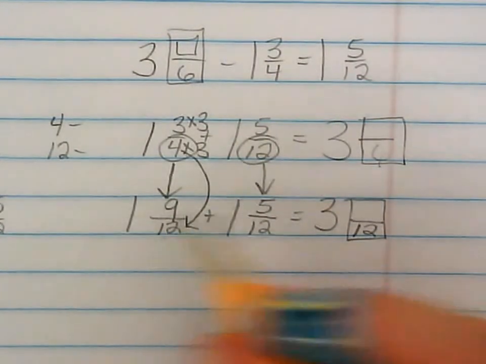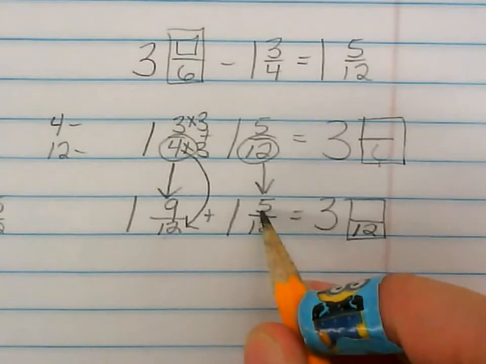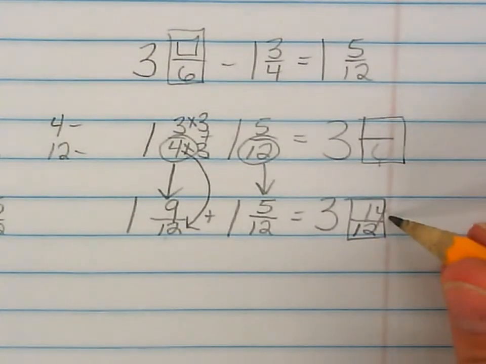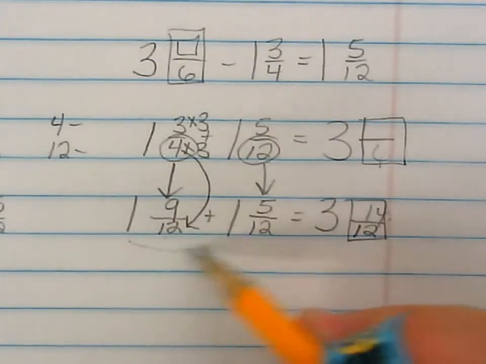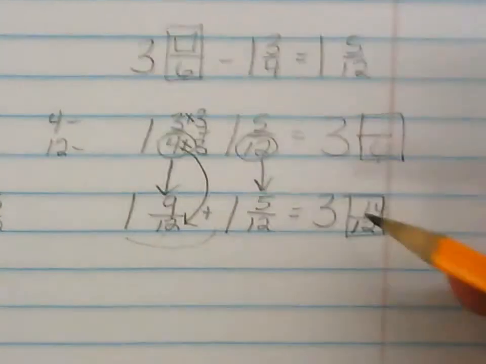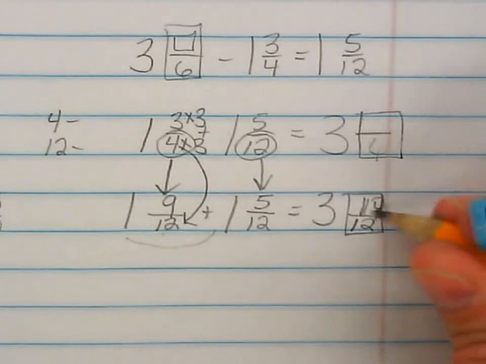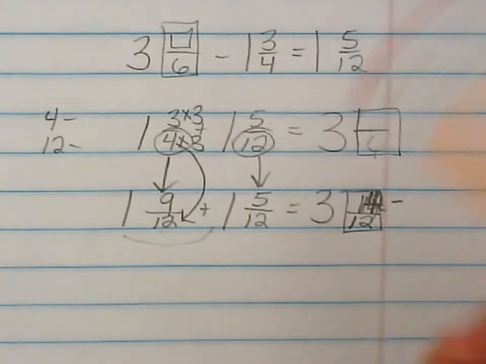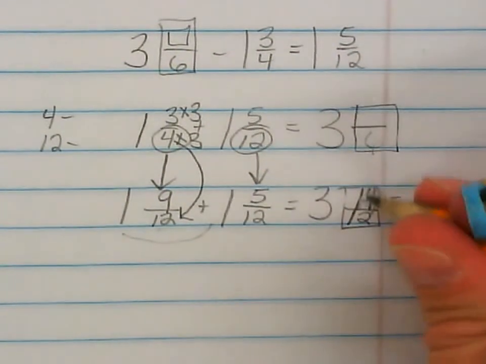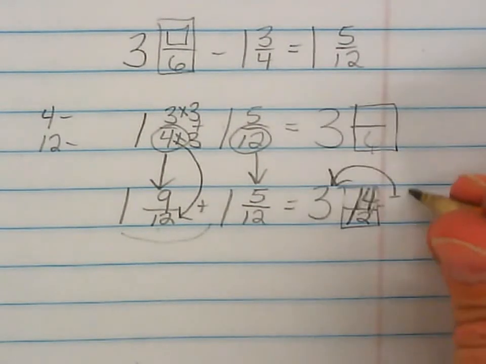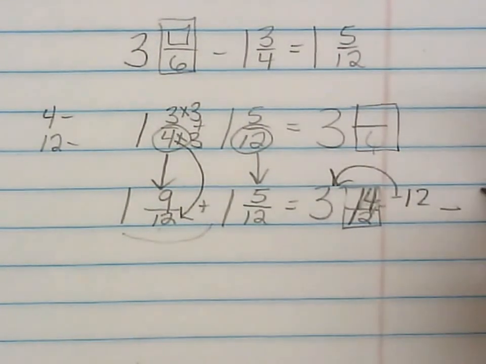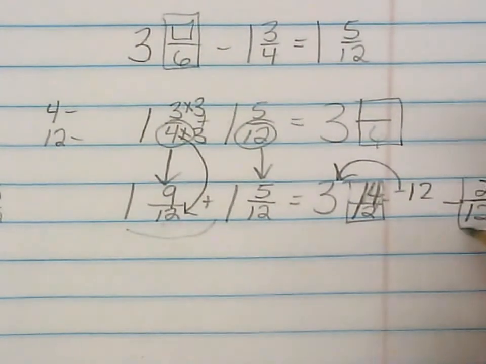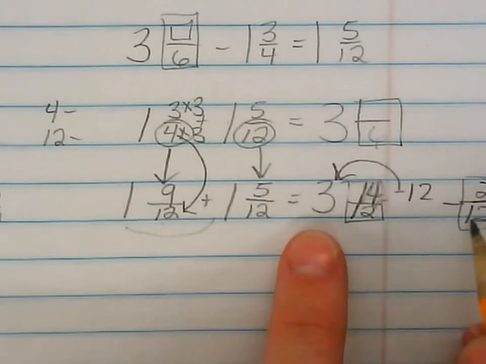Well, I know that 9 plus 5 is going to give me 14. Oh, but I know that they didn't have 14. And even if I look here, 1 and 1 is not 3, it's 2. So that means I must have somewhere regrouped. So I had 14, and I took away 12, and that's what gave me that extra whole. So that fraction should be 2/12.